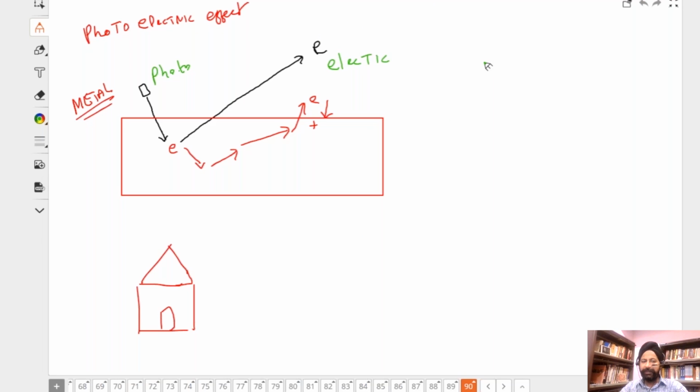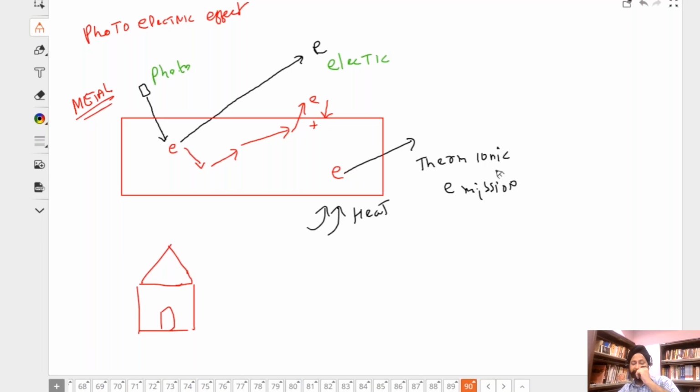But there are other ways also that you have to be aware of. You don't have to use photo there. What you can do is heat it up. You can provide some heat. Heat is energy, so this electron can take this energy and become free. This is called thermionic emission. So you're using thermal energy now. There are different ways to do that. Is that clear? I will cover this in detail in a couple of classes from now.